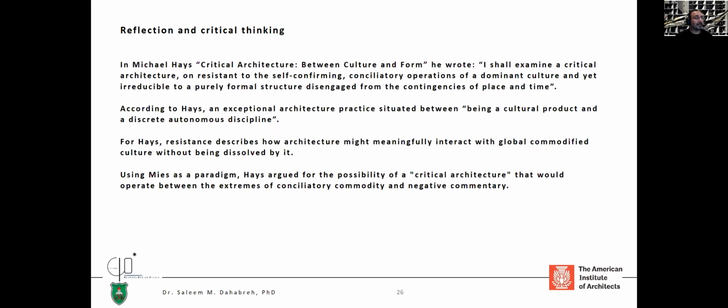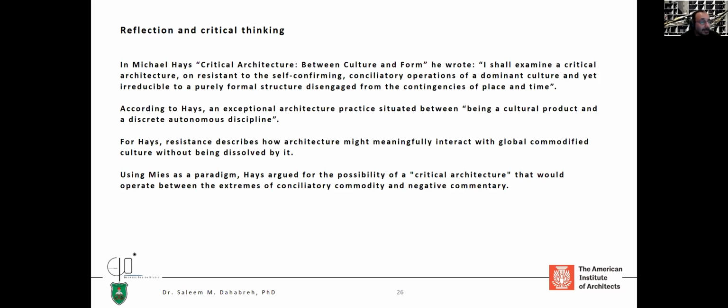The second, and this is the most referenced article in almost all the books that talk about criticality and post-criticality in architecture, is Michael Hays' Critical Architecture: Between Culture and Form. It was written in 1984, I think. He was talking about the two polarities of architecture: architecture as autonomy, as presented earlier, and architecture as a representation of culture.